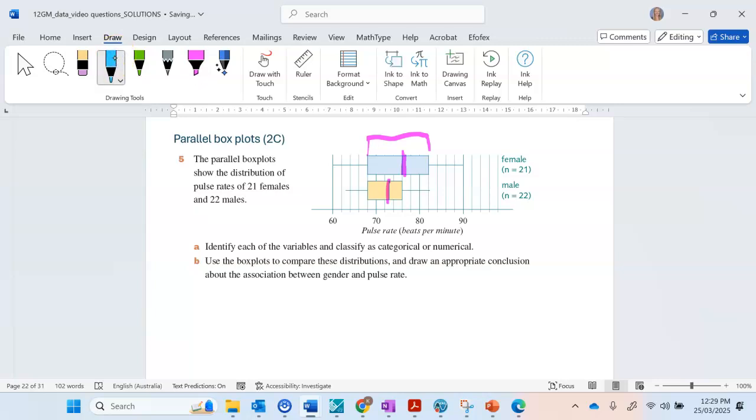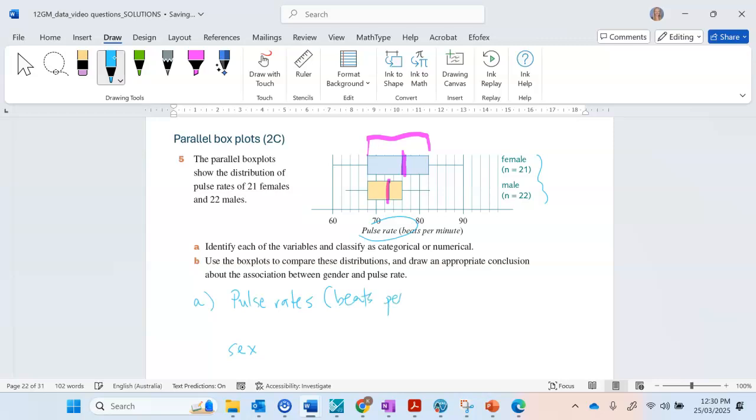All right, so looking at question A, identify each of the variables and classify as categorical or numerical. We've got here pulse rates, and then I would call this sex, not gender, but you can call it gender if you like. Pulse rates is measured in beats per minute.